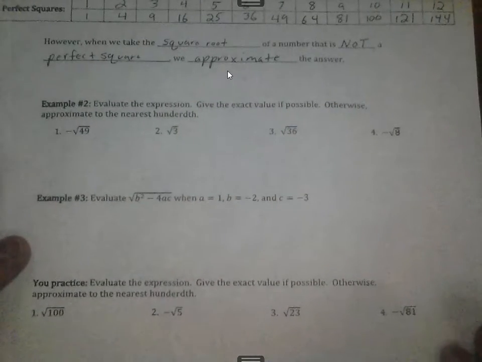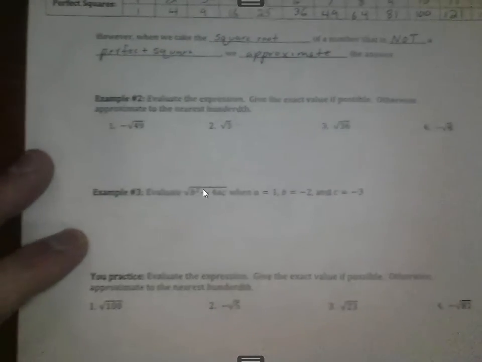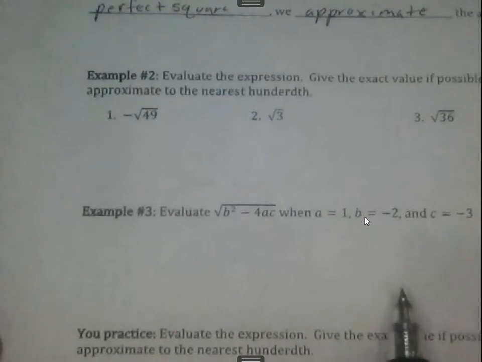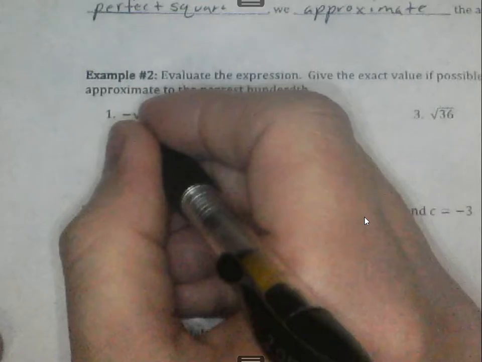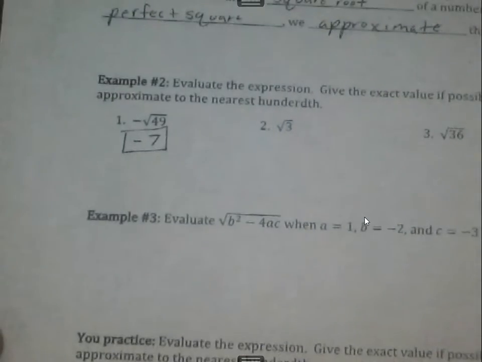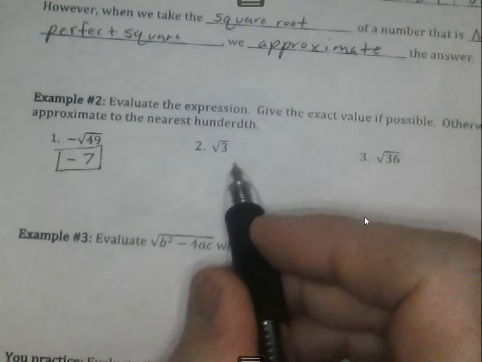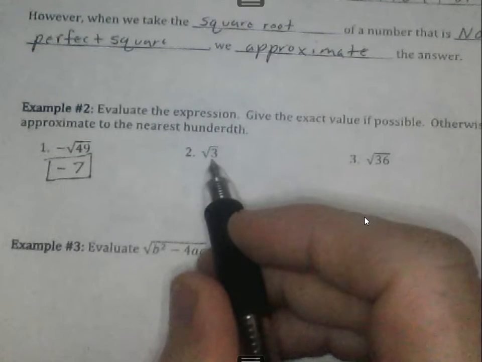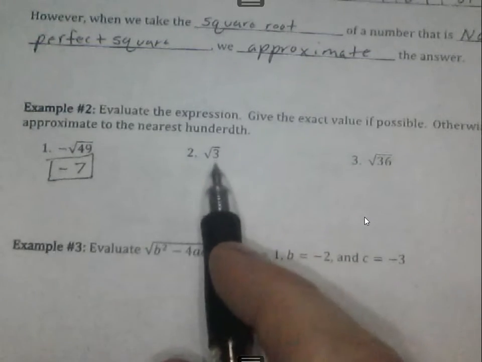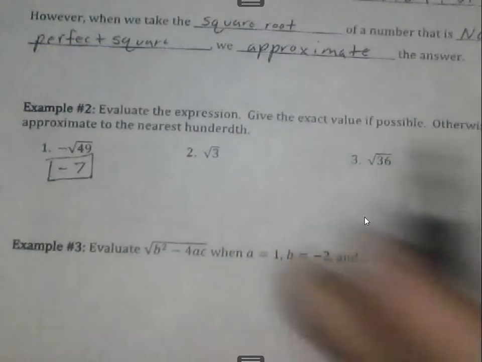So, in my first example, I have the square root of negative 49. Obviously, we know the square root of 49 is 7, and we have to include the negative out front, so we have negative 7. However, the square root of 3 is a little more difficult. It's not obvious which two numbers I should multiply to give me 3.